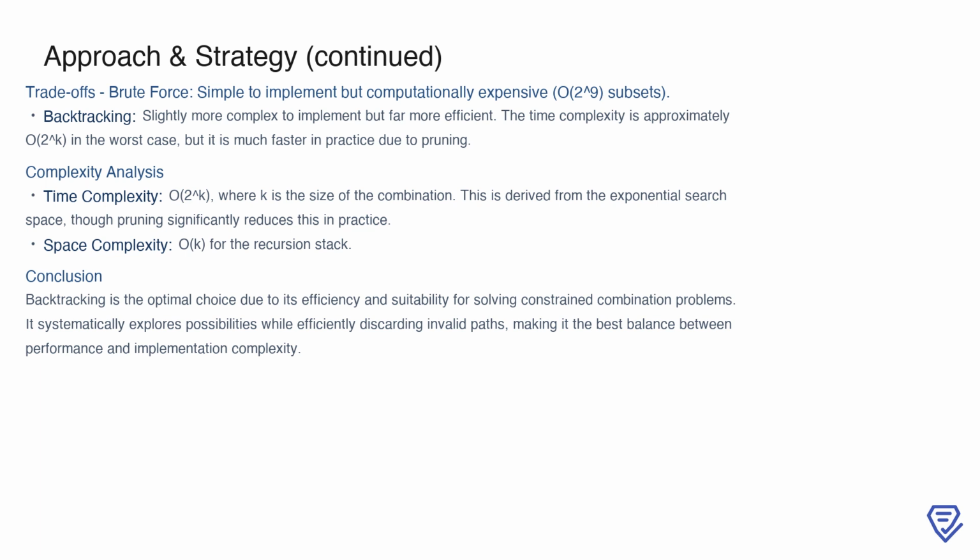On the other hand, backtracking is slightly more complex to implement, but far more efficient. Its time complexity is approximately 2 to the power of k, in the worst case, where k is the size of the combination. However, in practice, pruning drastically reduces the number of paths explored, making it much faster. Space complexity for backtracking is k, as it requires storing the recursion stack for the current combination.